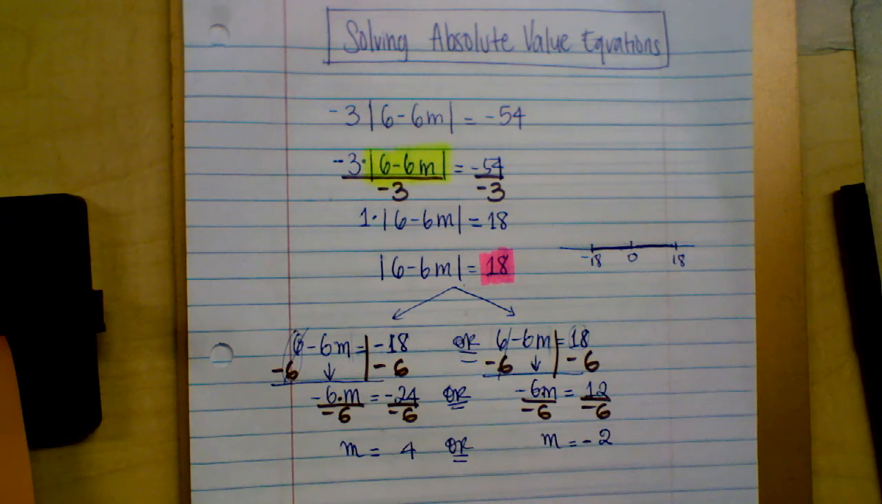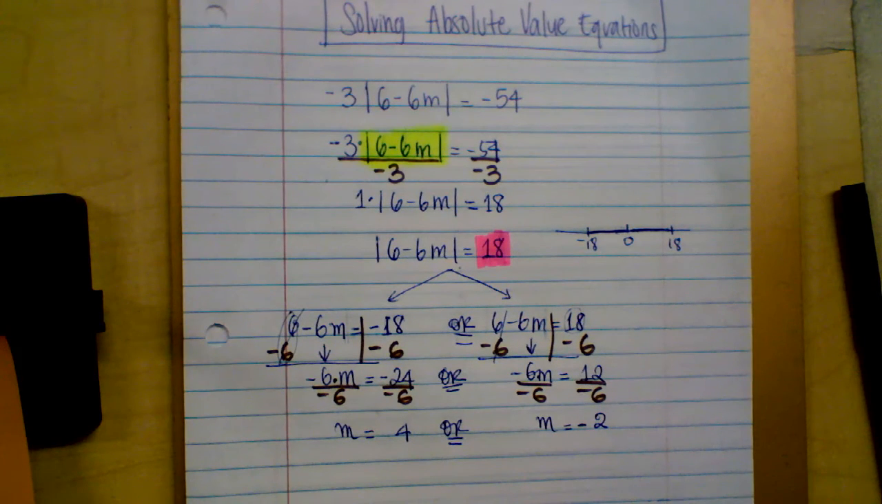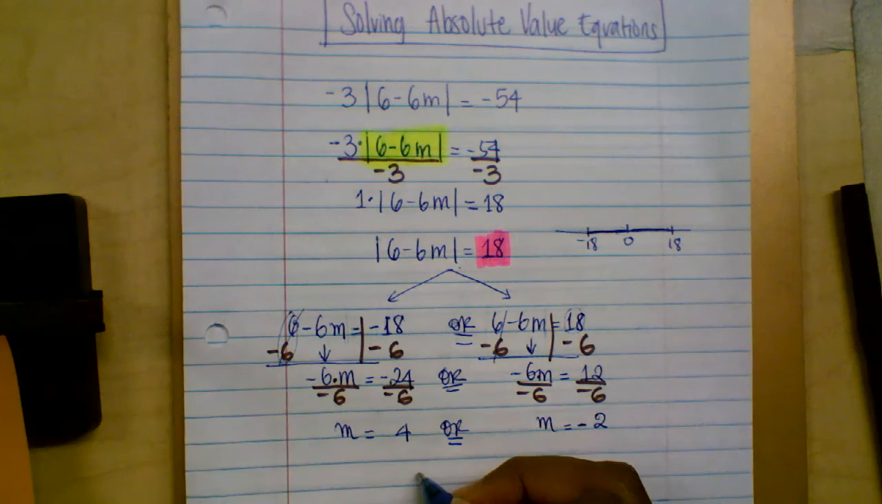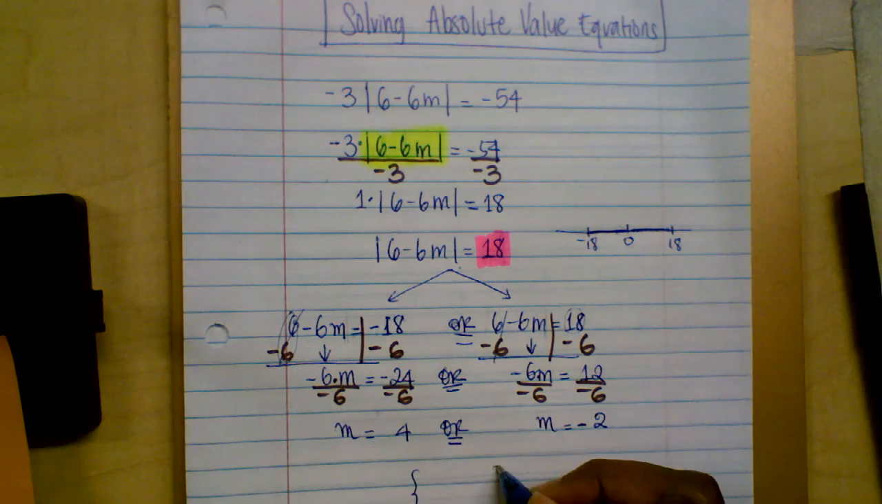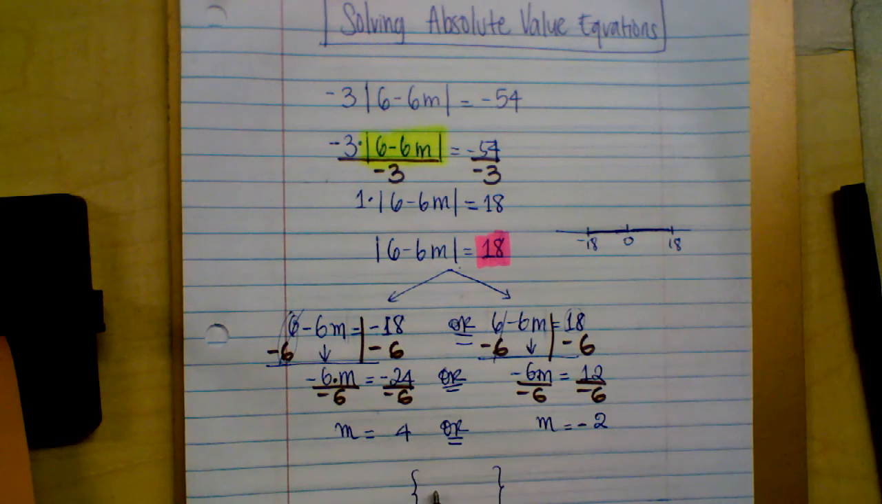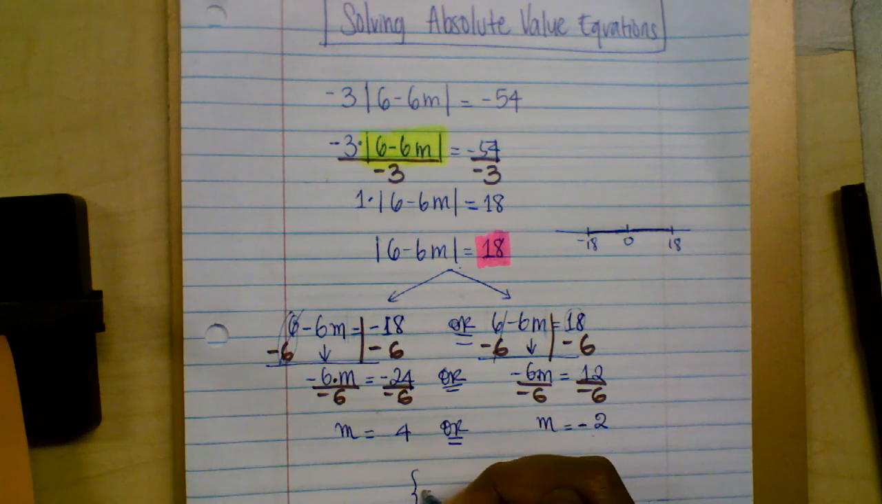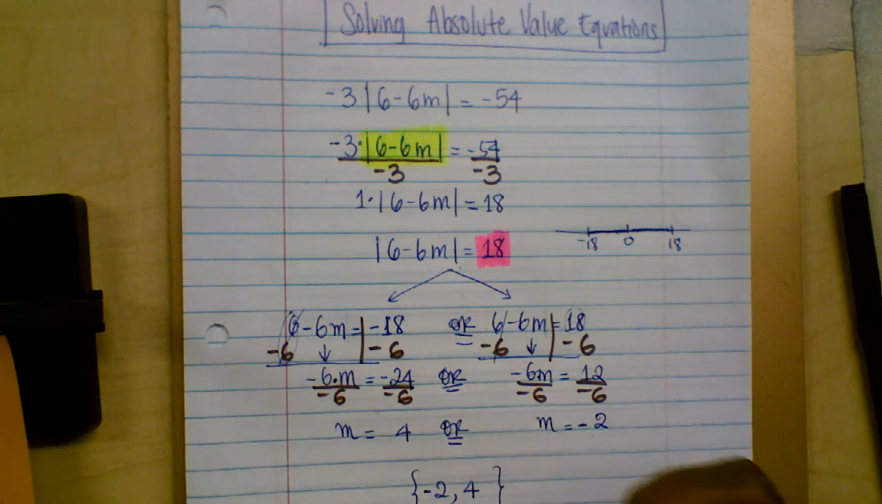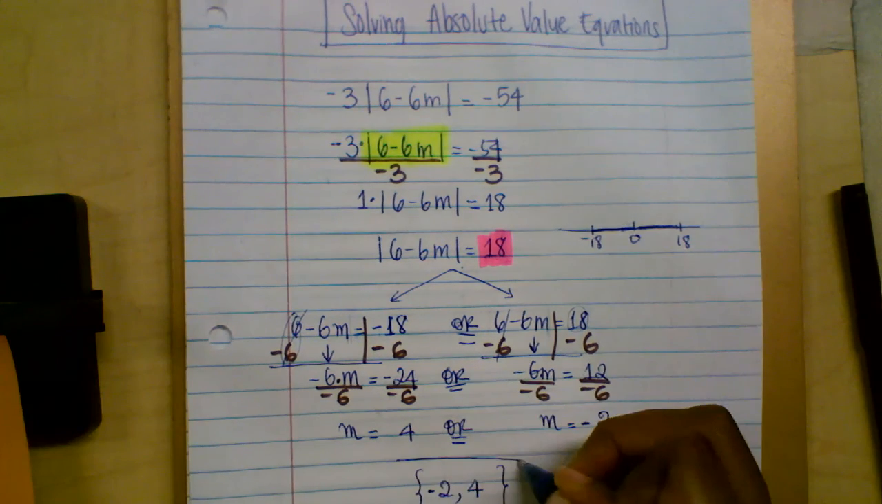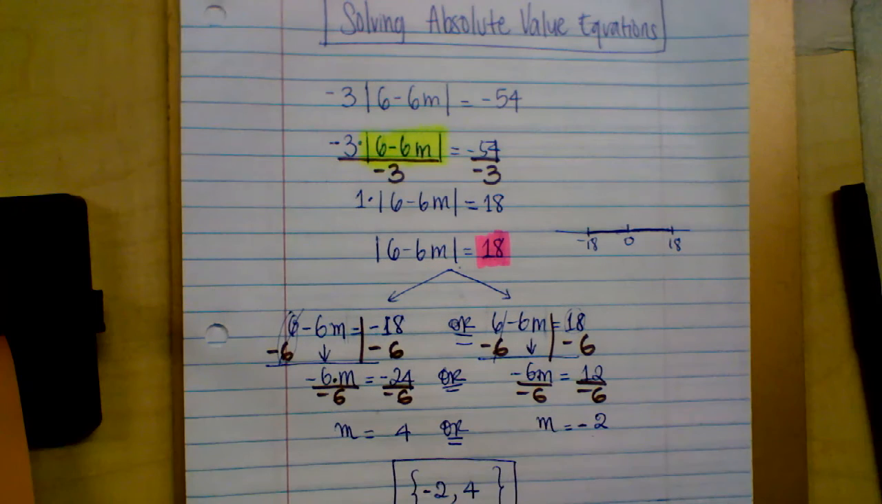So now you can go ahead and check your solution, but I'm not going to check the solution here. I'm just going to write the solution in braces. I'm going to start with the lowest number first. The negative number always comes first for lowest to highest, so -2, and then comma 4. And that's the solution. Always write your answer using braces. I say bracket, they say braces, so you're supposed to say braces, sorry.